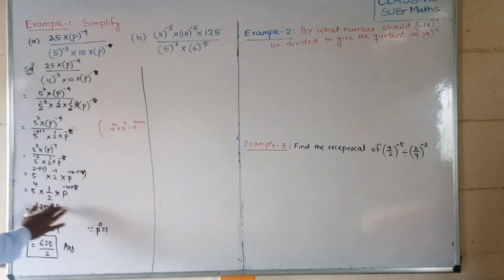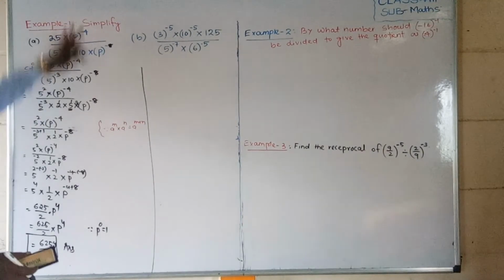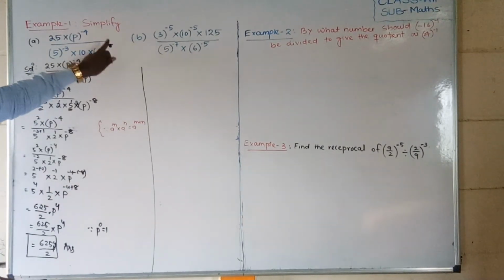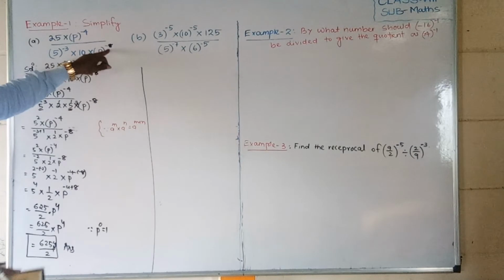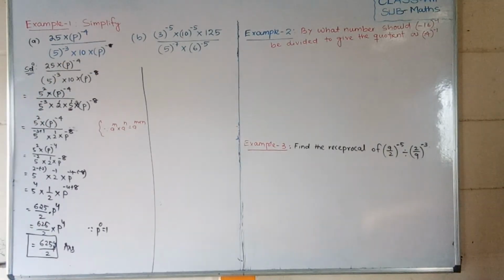Now we will get p to the power 4. P to the power 4 is the answer. I solved it with -4 in the question, but the actual question is p to the power -8. So if you solve that, you will get the same answer.